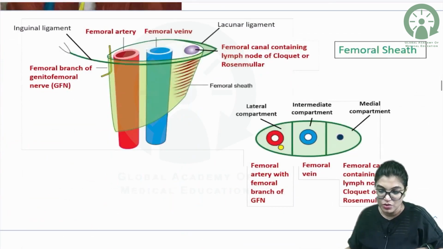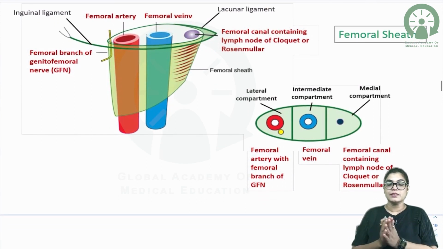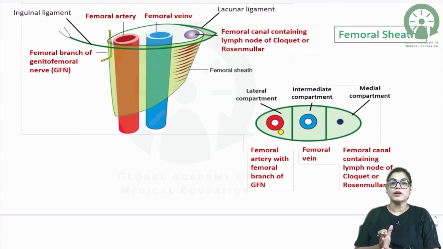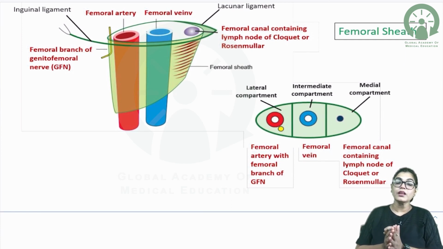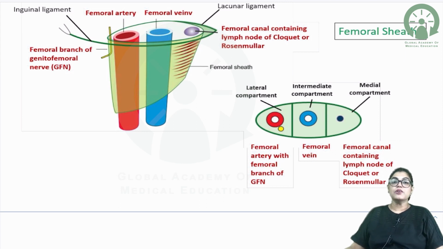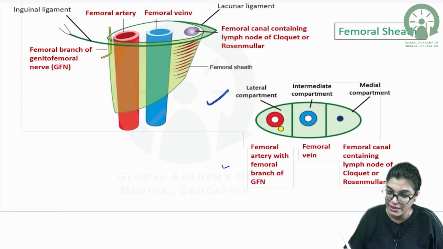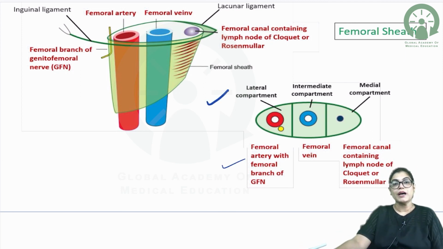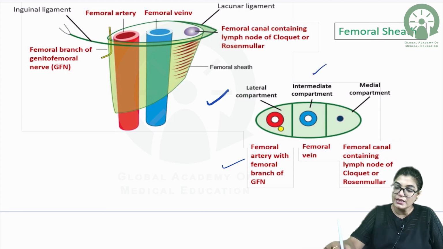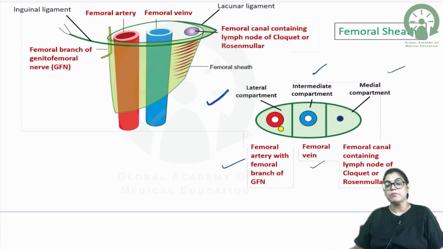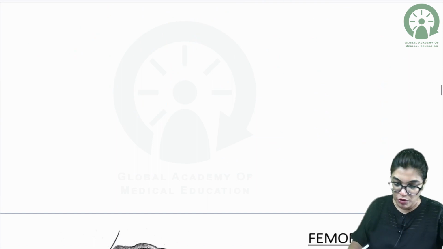So, femoral sheath. Now, I just want to show you this schematic diagram which is very easy for you to understand. The femoral sheath is covering the upper 3-4 centimeters, or the proximal part, of femoral vessels. The femoral nerve is lying outside the sheath, and the sheath is merging with the adventitia layer of the femoral vessels. It is divided into 3 compartments. The lateral compartment of femoral sheath contains femoral artery along with the femoral branch of genitofemoral nerve. The intermediate compartment contains femoral vein, and the medialmost compartment, which is also called as femoral canal, contains deep inguinal lymph node.